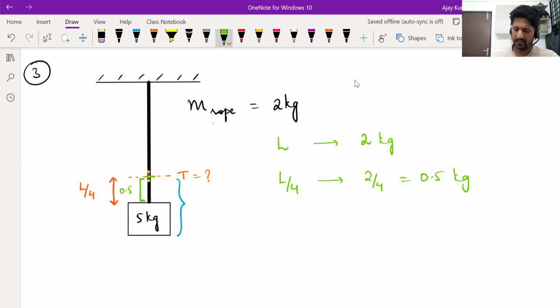So the tension at that level is balancing the weight of 5 plus 0.5, that is 5.5 kg. Weight of 5.5 kg is 55 newtons. So the tension there is 55 newtons. Okay. One of you quickly tell me, how much will the tension at the topmost point of the rope be?